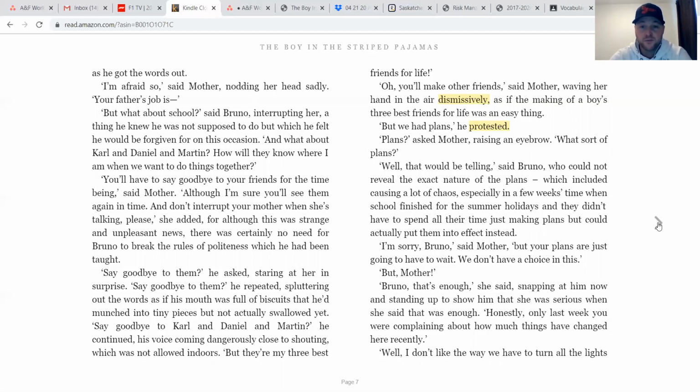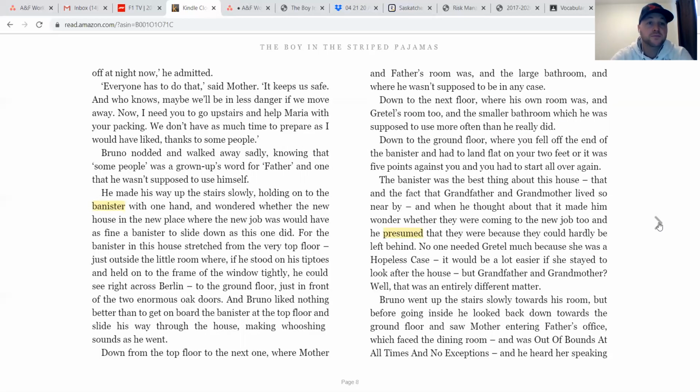But Mother, Bruno, that's enough, she said, snapping at him now and standing up to show him that she was serious when she said that was enough. Honestly, only last week you were complaining about how much things have changed here recently. Well, I don't like the way we have to turn all the lights off at night now, he admitted. Everyone has to do that, said Mother. It keeps us safe.